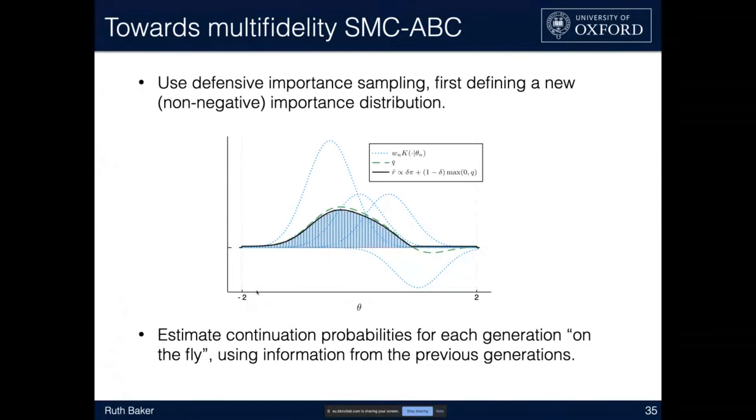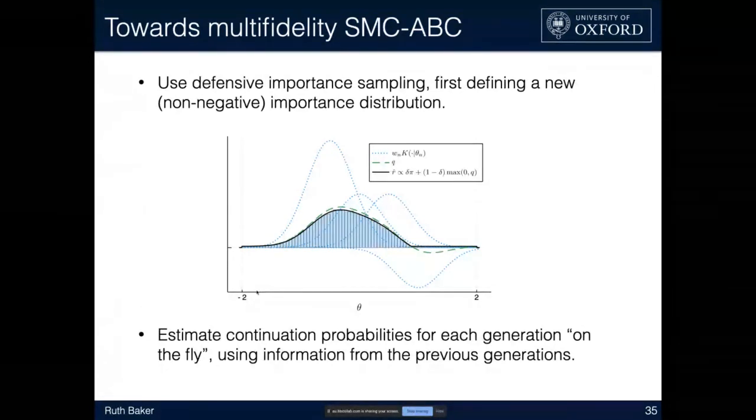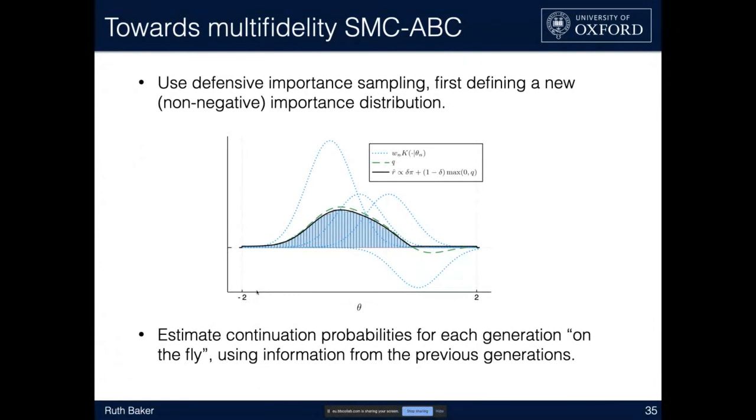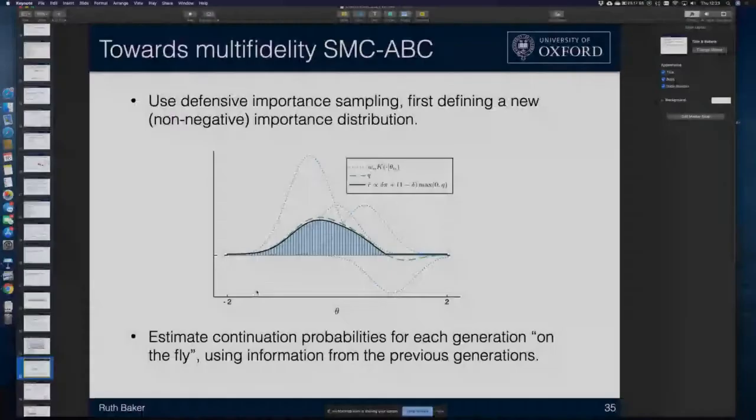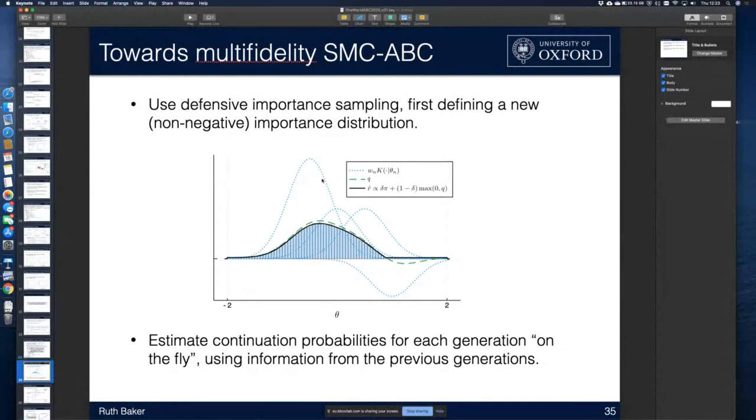The idea that Tom came up with was to define a new non-negative importance distribution and then use defensive importance sampling to sample from that. What's the idea? Hopefully it's illustrated in this figure. The blue dashed lines represent four accepted parameters in the posterior distribution of the previous generation. Three of those have positive weights, and one would have had a negative weight coming out of the multi-fidelity approach.